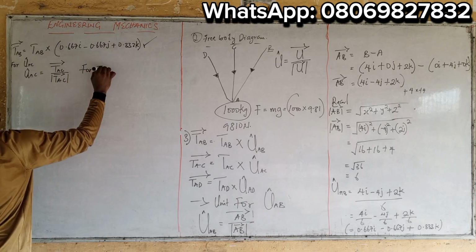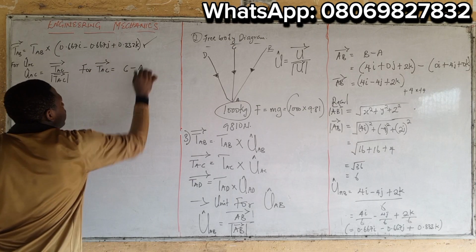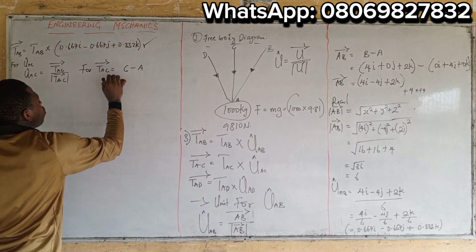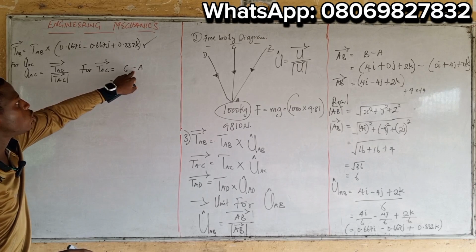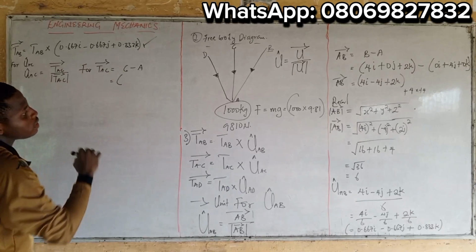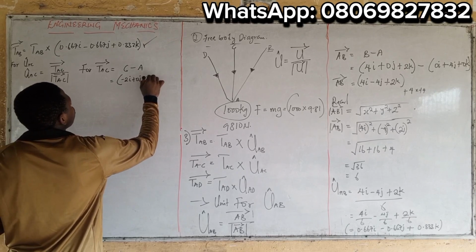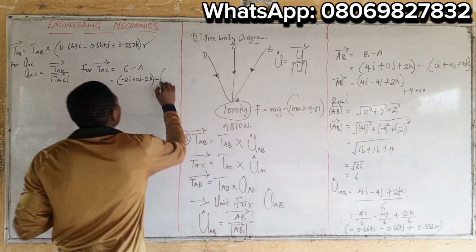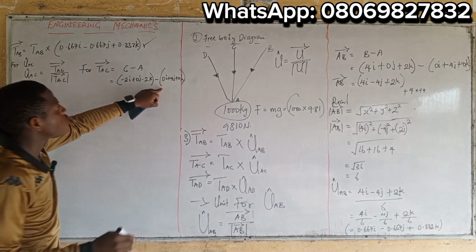For the position vector AC, you simply have C minus A. That's what we did here, so apply the same concept. You get the vector coordinate for C and subtract the vector coordinate for A. The vector coordinate for C is minus 2i plus 0j minus 2k, and the vector coordinate for A is 0i plus 4j plus 0k.